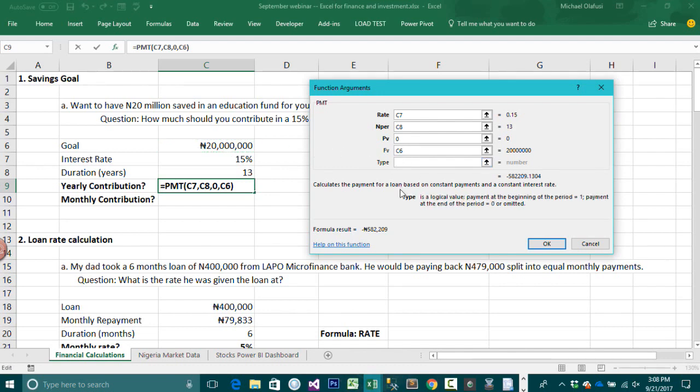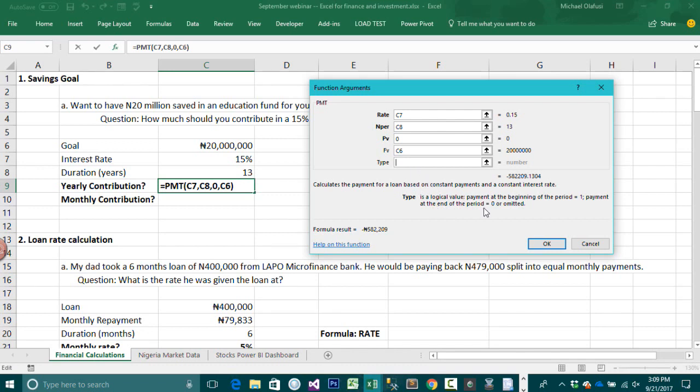Type is a very straightforward question. Do you save this money at the beginning of the year or at the end of the year? So let's say you save this money at the end of the period. If it's a year, you save it at the end of the year. If it's a month, it's at the end of the month you make the contribution. So if that is the situation, you just put 0 or you leave it blank.